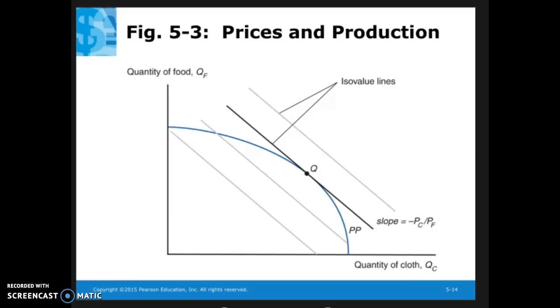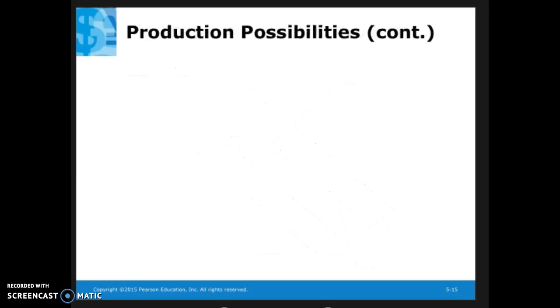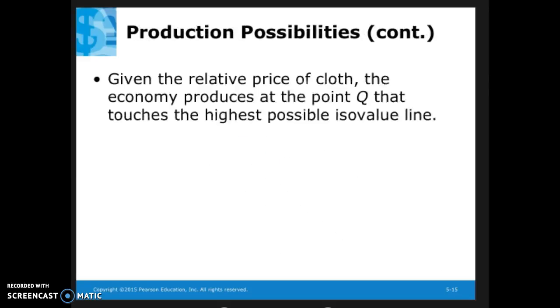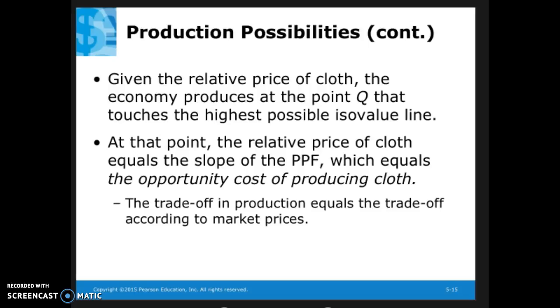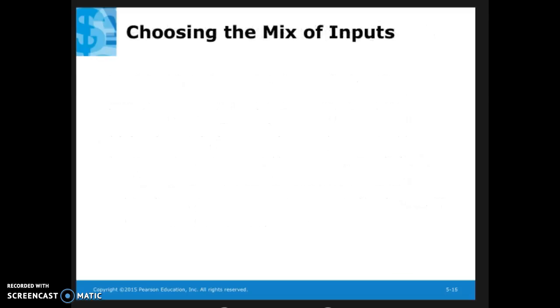So here on the production possibilities, you can see the iso-value lines, where the slope is the negative price ratio. Given the relative price of cloth, the economy produces at the point Q that touches the highest possible iso-value line. At that point, the relative price of cloth equals the slope, which equals the opportunity cost of producing cloth. The trade-off in production equals the trade-off according to market prices.